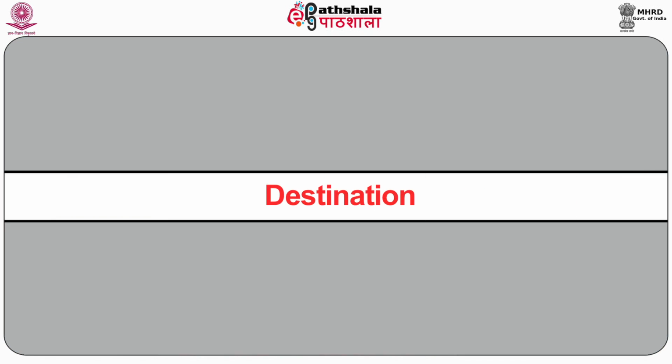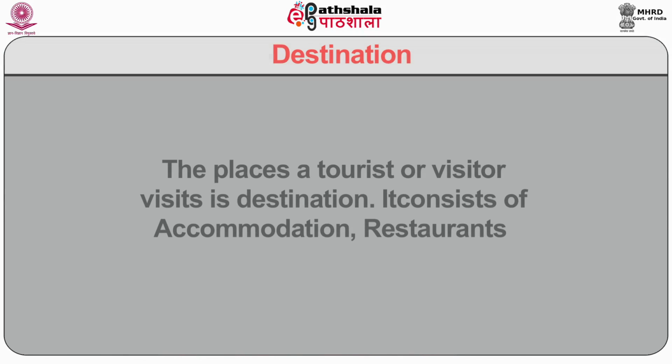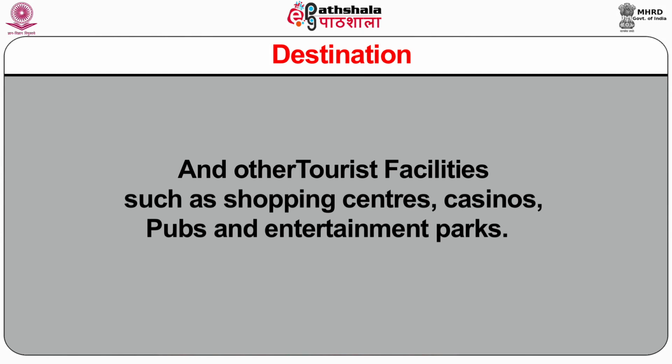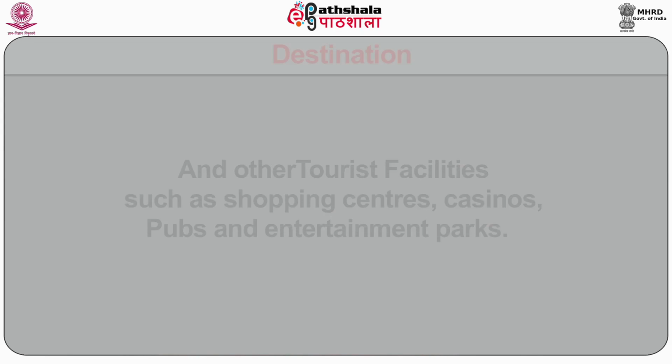Intermediaries comprise primarily the distribution channels such as the travel agents and tour operators. Destination. The places a tourist or visitor visits are the destination. It consists of accommodation, restaurants and other tourist facilities such as shopping centers, casinos, pubs and entertainment parks.